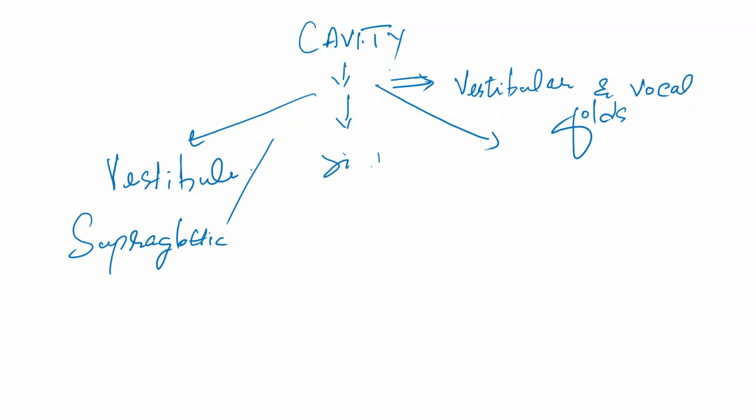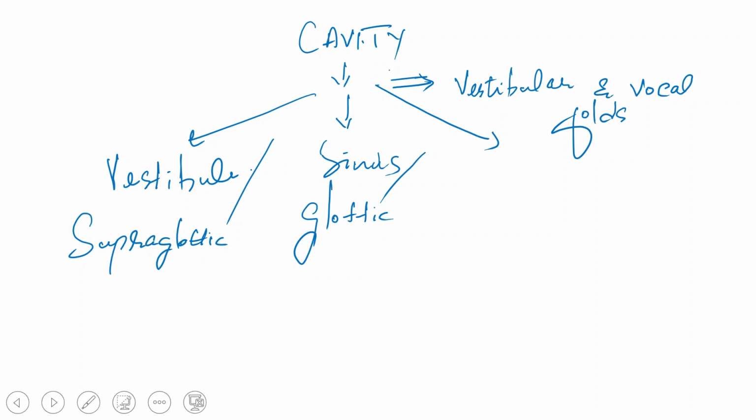Then the intermediate part is called the sinus of the larynx, or the glottic part. And the lower part is called the infraglottic part of the larynx. So this is how the cavity of the larynx is divided by the two folds, that is the vestibular fold and the vocal fold.